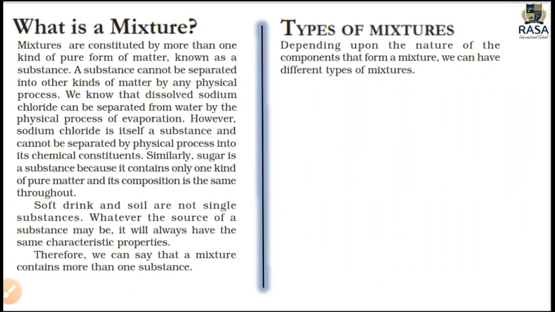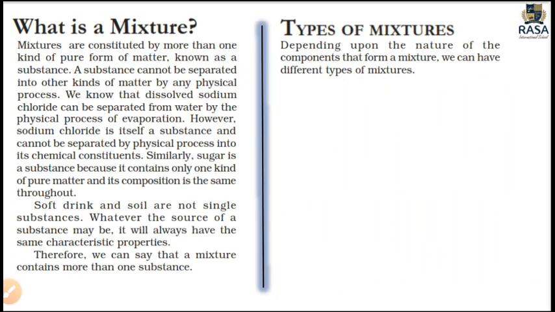Whatever the source of a substance may be, it will always have the same characteristic properties. कोई भी अगर प्योर सब्सटेंस होगा वो कहीं से भी लें आप, either from Agra or from India or from America or from any other country. If you have that pure substance, you can take it from anywhere in the world. You will find its properties will remain the same. Therefore, we can say that a mixture contains more than one kind of substance. So, a mixture is made up of two or more pure substances, and each substance retains its characteristic property.